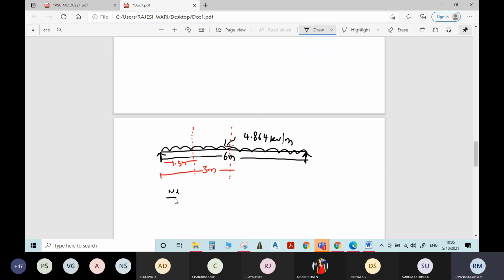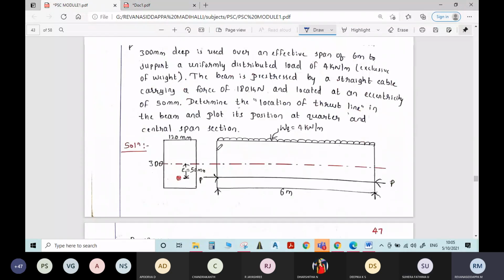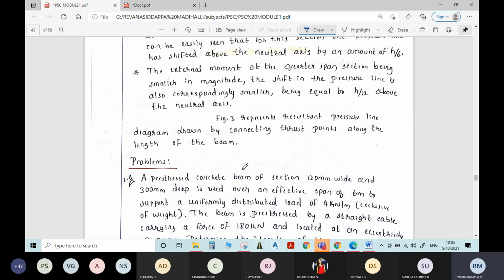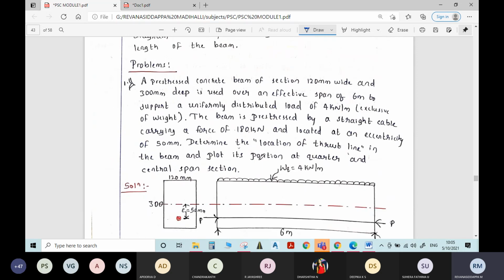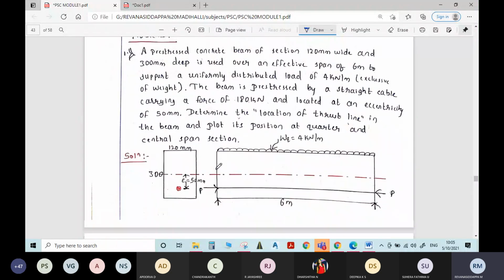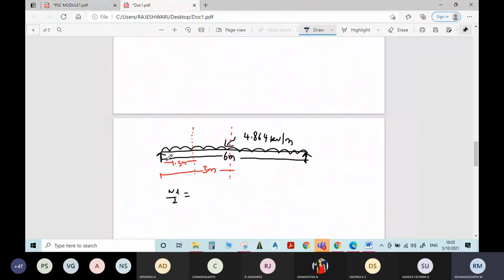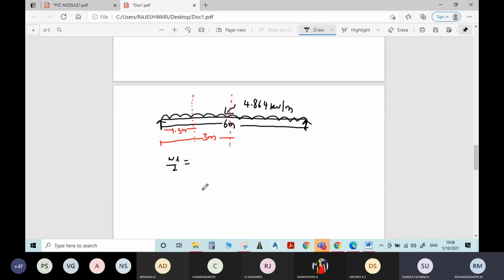WL by 2. Sir, how is it 1.5 and 3 meter? See, in the question they have asked to locate the thrust line at quarter span and central span. Quarter span means one-fourth of total length, so 6 meter gives 1.5 meter. Central span means half of the total length, 3 meter. Okay, sir.